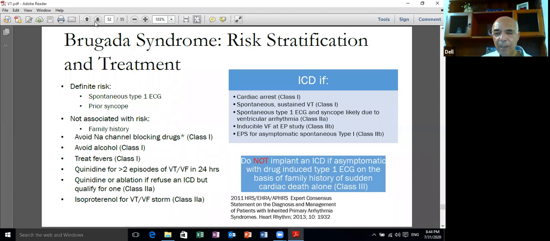Previously, it was a controversial subject. And as I said before, family history here is just a psychological risk factor, not a true risk factor. So remember, CPVT, Brugada, family history doesn't matter.